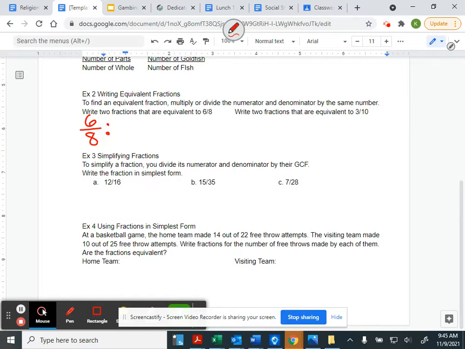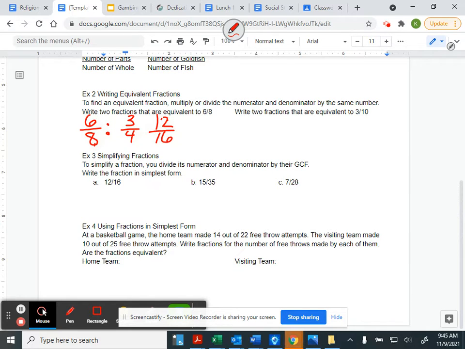Will, tell me one fraction you got. 3/4. You divided both the numerator and denominator by 2. What's another equivalent fraction? Nick? 12/16. Yep, 12/16. If you multiplied 6/8 by 2, 6 times 2 is 12. 8 times 2 is 16.